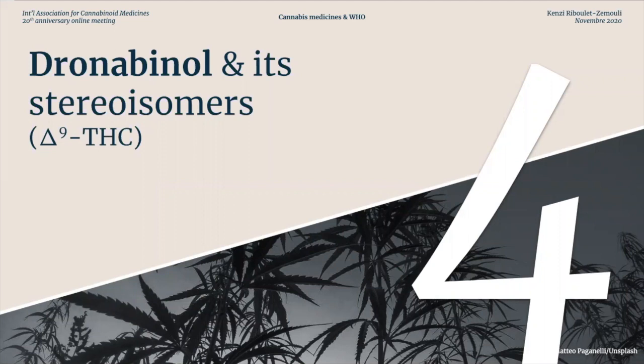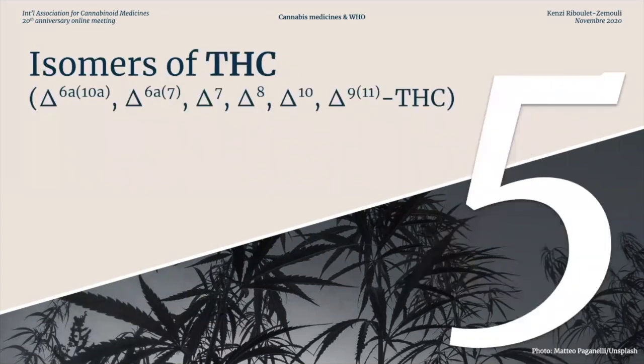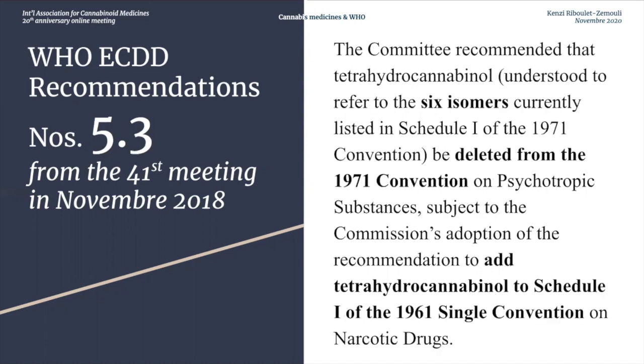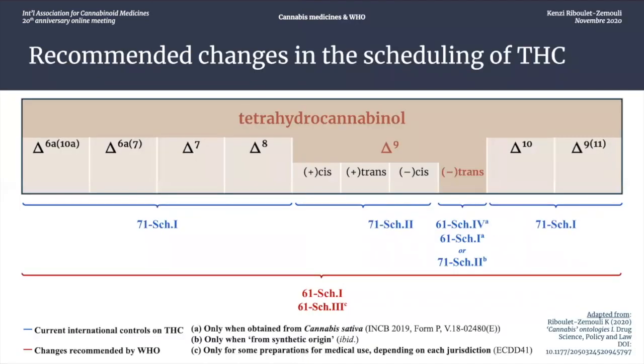The stereoisomers of dronabinol and the other isomers of dronabinol, the expert committee recommended the same thing for both, which is basically to take them out of the 1971 convention and put them in the 1961 convention. As you can see here in blue, it's the current status of scheduling of THC, really complex, depends on isomers and stereoisomers.